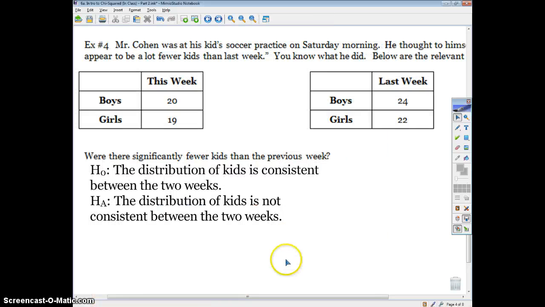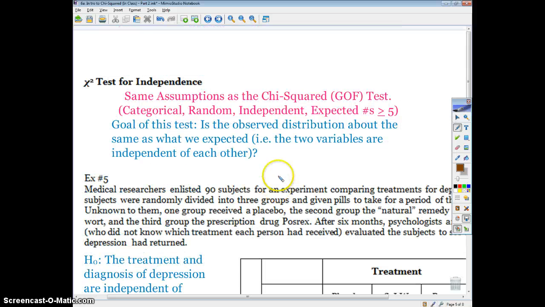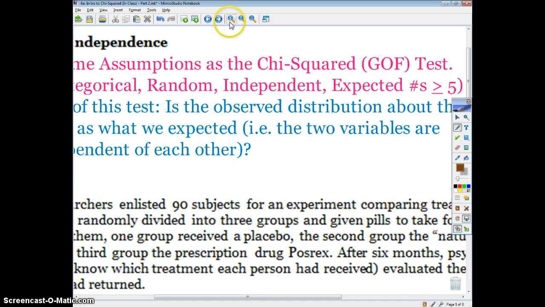So since we failed to reject this statement, again, the distribution of kids is consistent between the 2 weeks. So we cannot conclude that there were significantly fewer kids from the previous week, even though it went from 46 to 39, and both groups dropped in attendance. Okay? Hopefully there's no questions, because you can ask questions, but if you need to review, you can rewind and pause and all that other stuff.